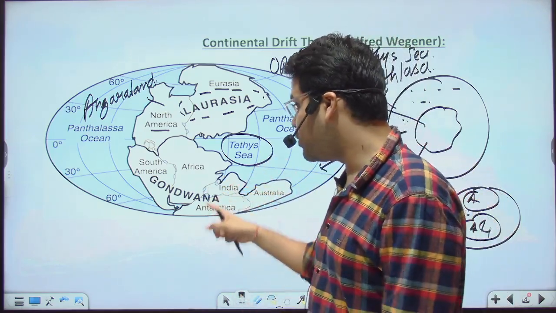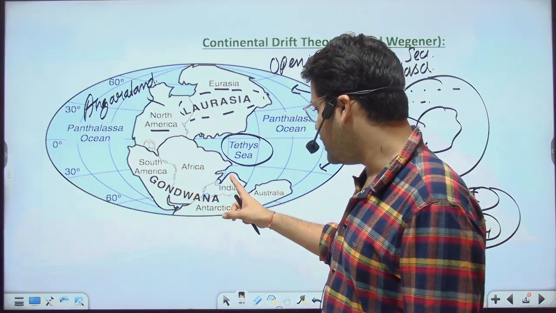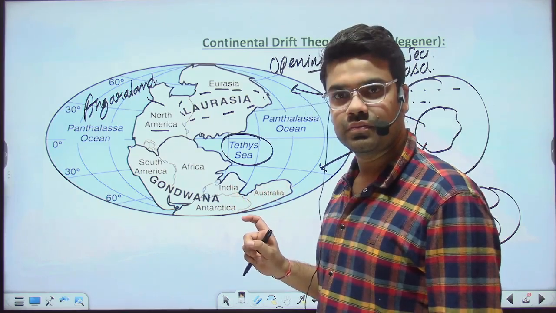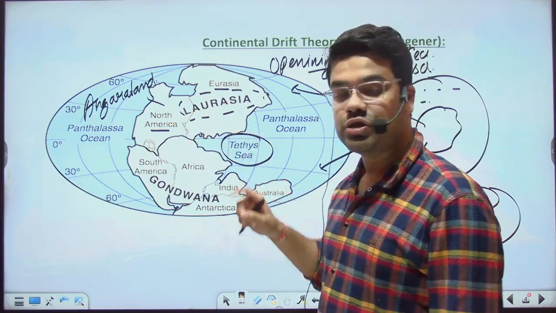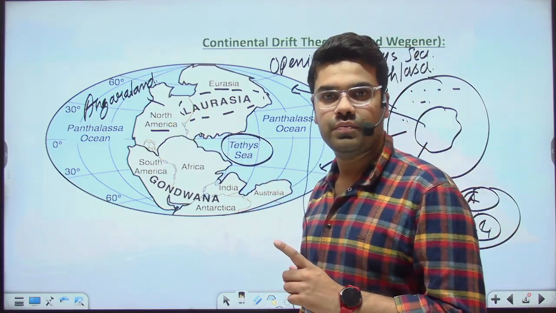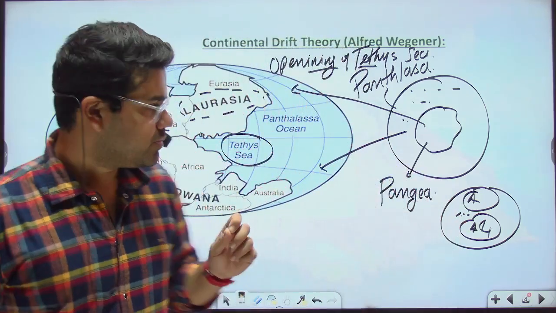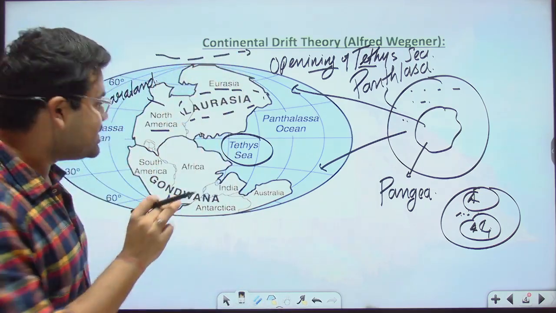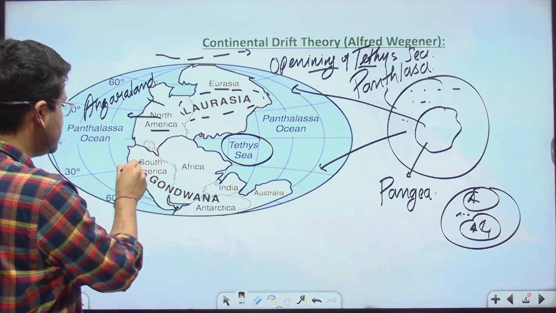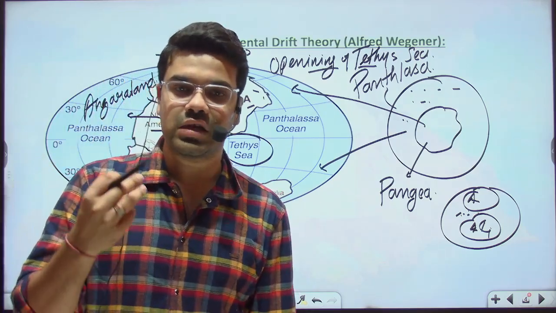As you can see, the Gondwana land broke into South America, Africa, India, Antarctica, Australia. Okay. Similarly, Laurasia broke into North America and Eurasia. Eurasia stands for Europe and Asia. And now the action of the polar flinging force came. Since the earth rotates from west to east, the continents started drifting westward, following Newton's third law that every action has an equal and opposite reaction.